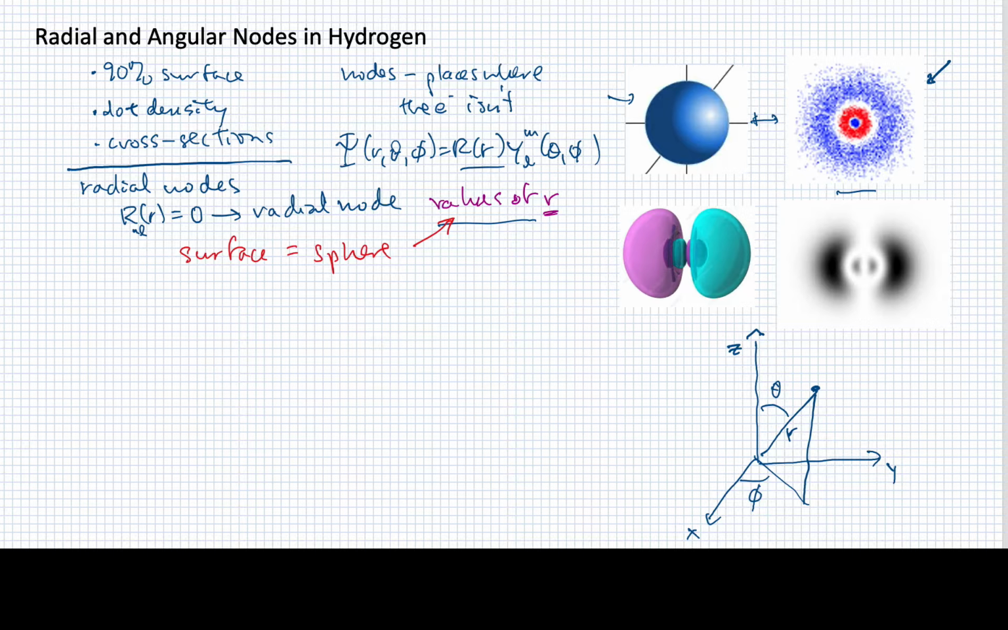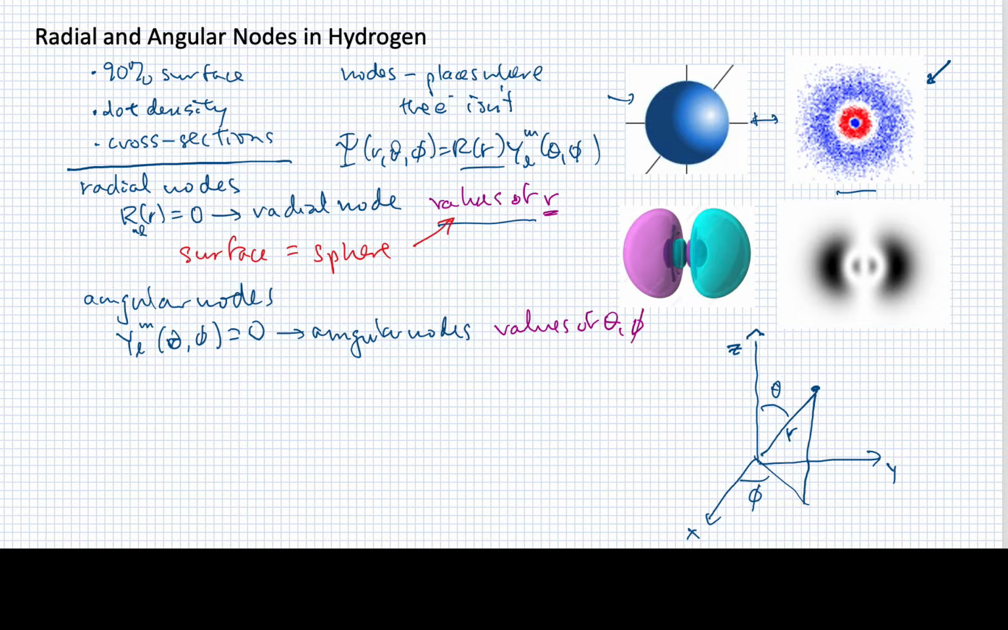All right, we also can have the case where we have nodes that are due to the angular part. So we'll call these angular nodes, and they would occur whenever the spherical harmonics happen to be equal to 0. So this is what gives rise to these angular nodes. And they might be characterized by values of theta and phi that cause this function now to be equal to 0.